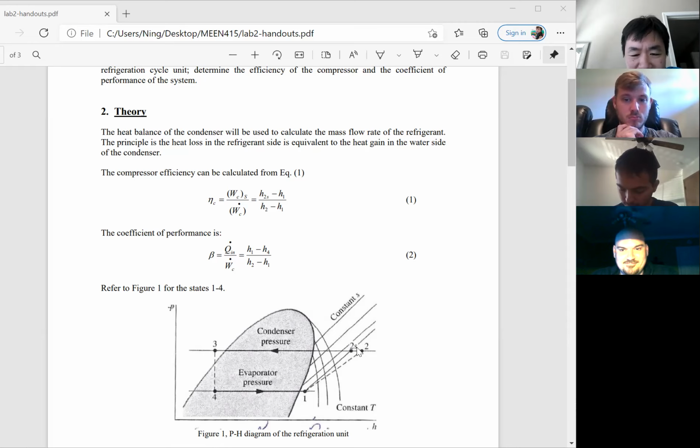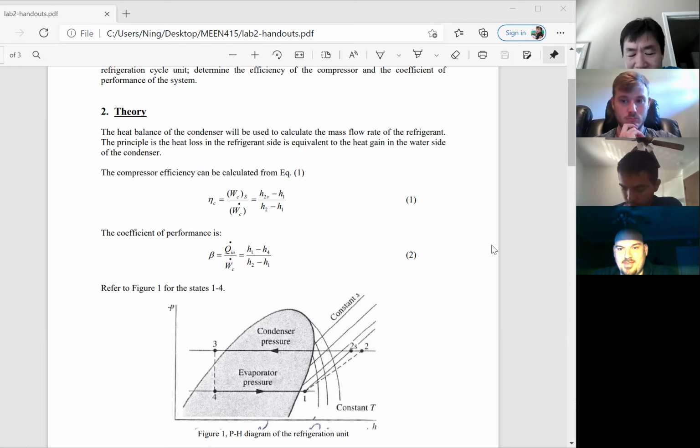enthalpy at 2, at the compressor outlet, minus the enthalpy at the compressor inlet, divided by the actual enthalpy at the outlet minus the enthalpy at the inlet. So that's the equation to use to calculate the compressor efficiency.